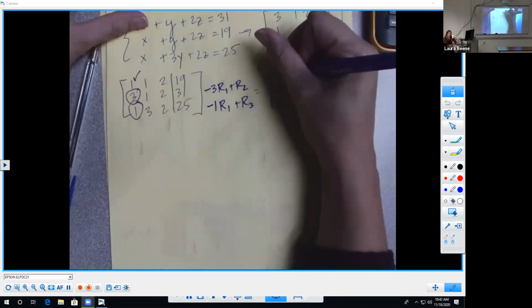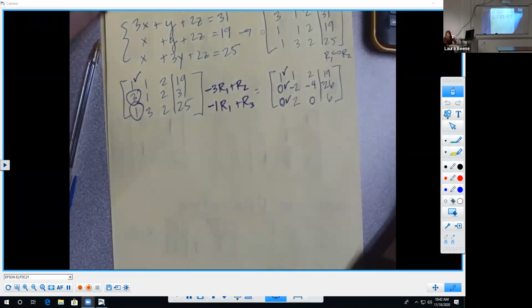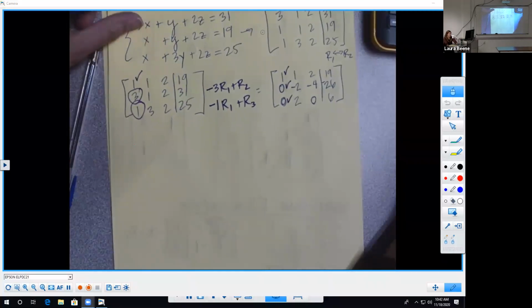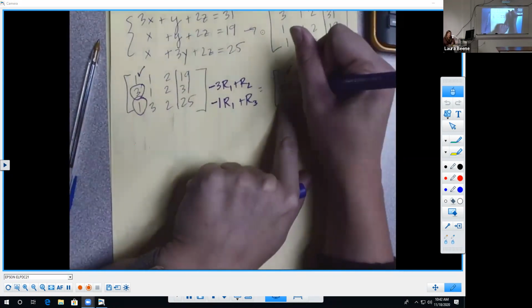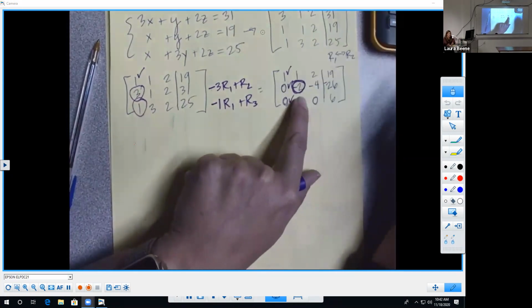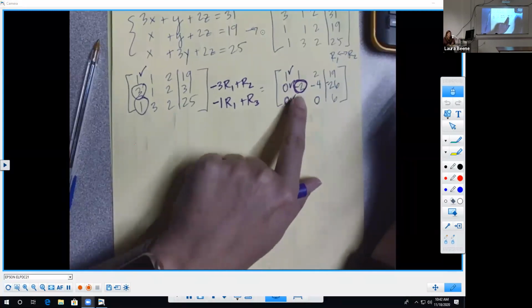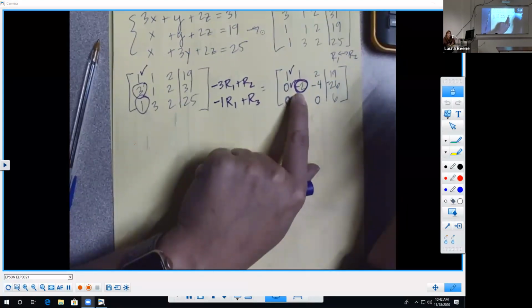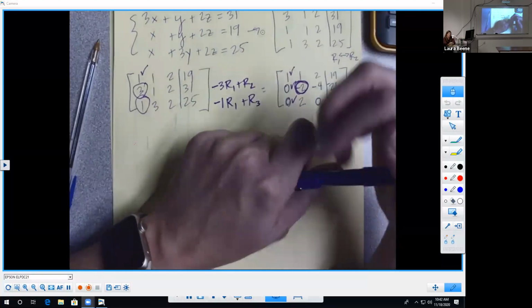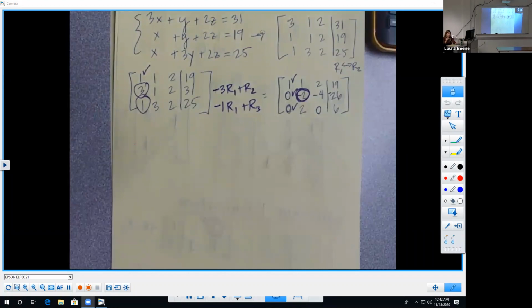Okay, I got a 1 on top. I got zeros underneath. Column 1 is finished. What do I do next? I need to turn this into a 1 now. At this point, you cannot switch any rows because you're going to mess up that column 1 that's already finished. So the way you turn that into a 1 is you divide by something. What am I going to divide by here? Multiply by -1/2 or divide by -2, either way.